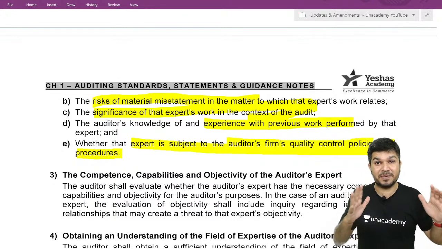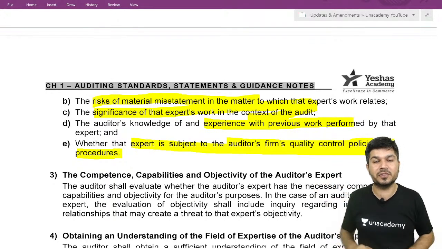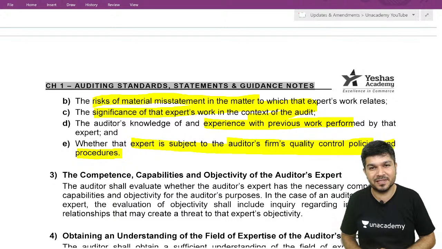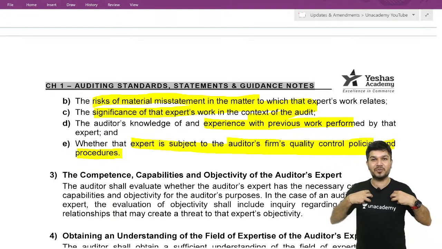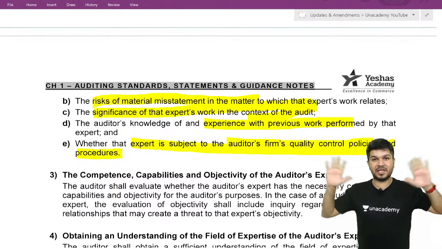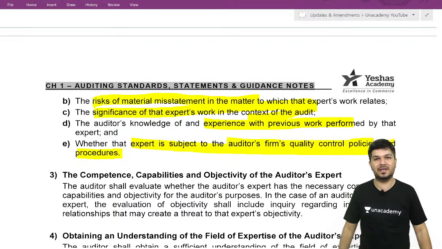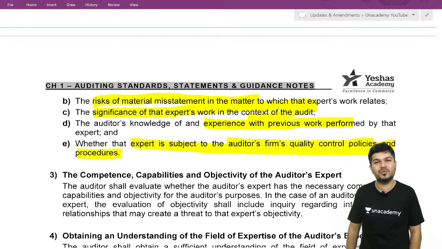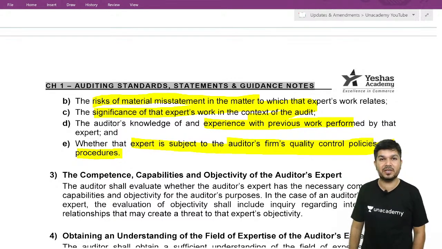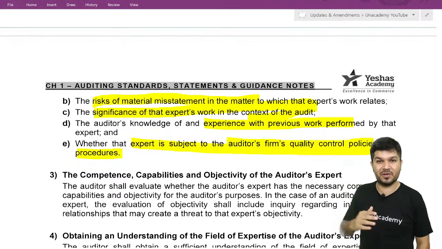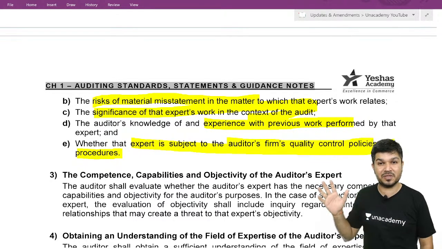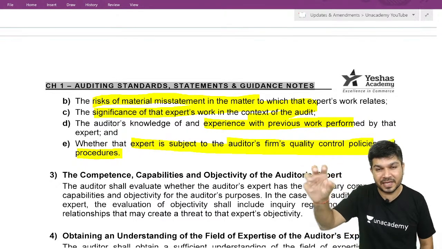If I stay with him, he explains me each and every step he does, and now I feel very confident about his work. If I feel very confident about his work, then I may not do something else. Whether he follows our quality control procedure: if he follows our quality control procedure, I can trust him more, and I do other things less. But if at all he doesn't follow my quality control procedure, then I will trust him less and I'll also do something else. I hope you're clear with this. What should be the nature, timing, extent of other procedures if you are using the work of expert?